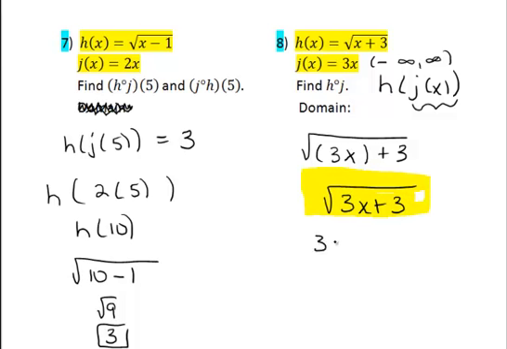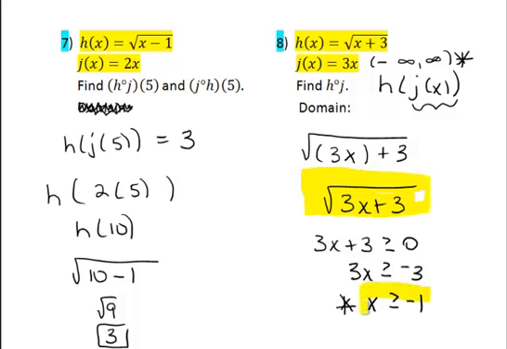Well, it's under a square root, so 3x plus 3 must be greater than or equal to 0. Move the 3 over, so we get 3x is greater than or equal to negative 3. Divide by 3, x is greater than or equal to negative 1. Find the intersection of this domain and this domain. Since this one includes everything and this one is limited from negative 1 to infinity, our domain is going to be negative 1 to infinity. And of course you could write that in interval notation as well. Negative 1 to infinity.